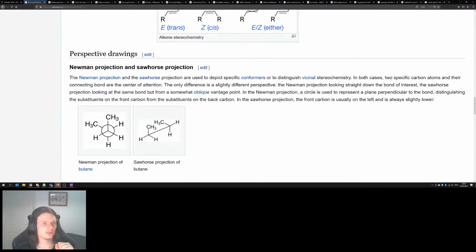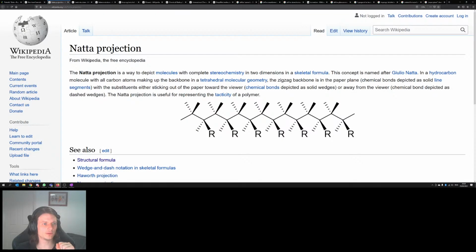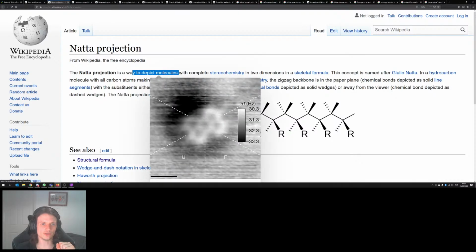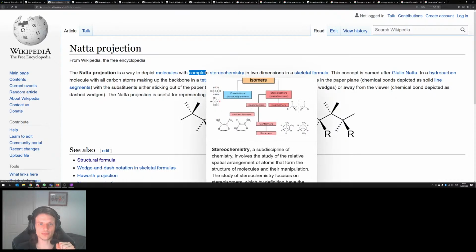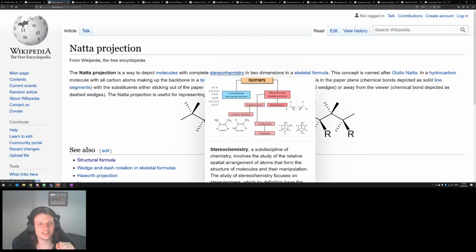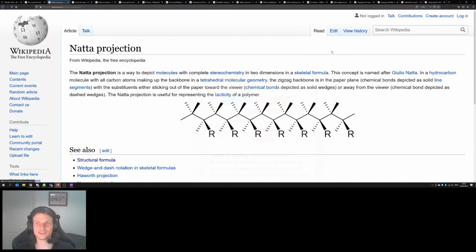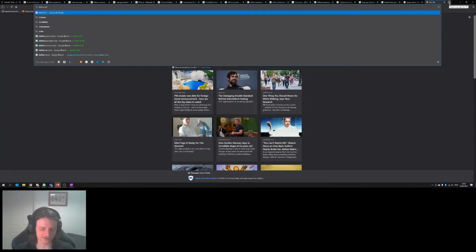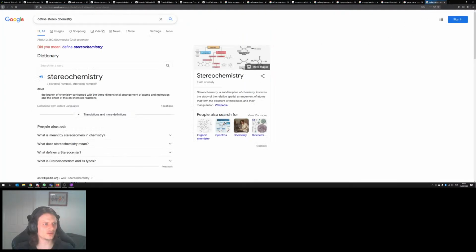Yep. So this is the one we want to keep open. Natta projection. The Natta projection is a way to depict molecules with complete stereochemistry. Stereo means hard chemistry or stiff or something like that. What does stereo mean again? I can't remember. Define stereochemistry. Strong? Something like that. The branch of chemistry concerned with the three-dimensional arrangement of atoms and molecules and the effect of this on chemical reactions.